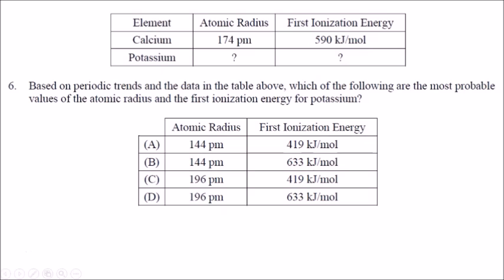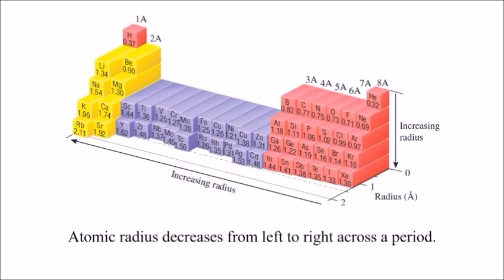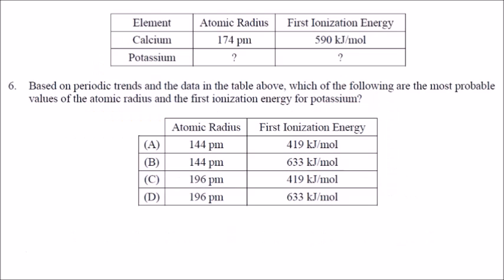Number 6, we are given the information for calcium about atomic radius and the first ionization energy, and we have to predict the values for potassium. So we should know the following periodic trend for atomic radius: that atomic radius will decrease in general from left to right across a period. That means that the atomic radius of potassium is larger than that of calcium. So we're looking for a number that is greater than 174 for the atomic radius. So the correct answer is either C or D.